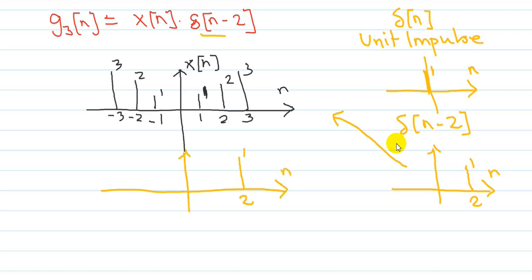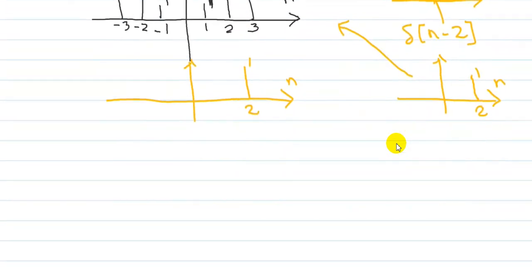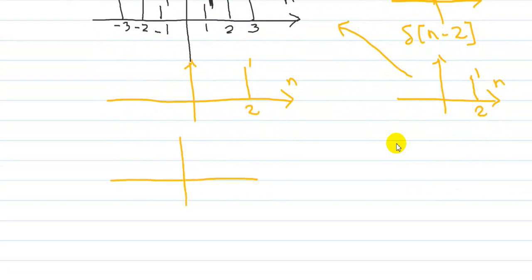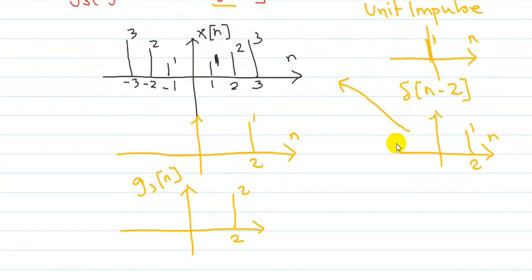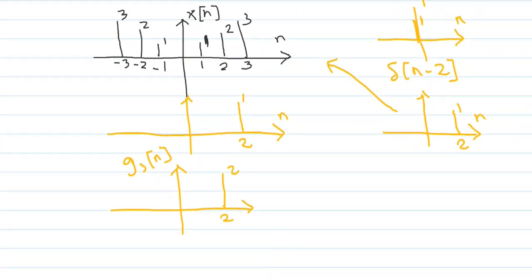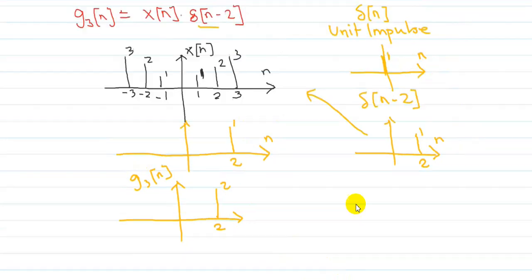Okay. So it's quite clear that at 2 I have 1 for the impulse, and at 2 I have 2 for x of n. So my resultant signal will be, at 2 I will get 2 here. Okay, so this is your G3 of n here. Okay, clear with this? Okay, this was a question solved graphically.